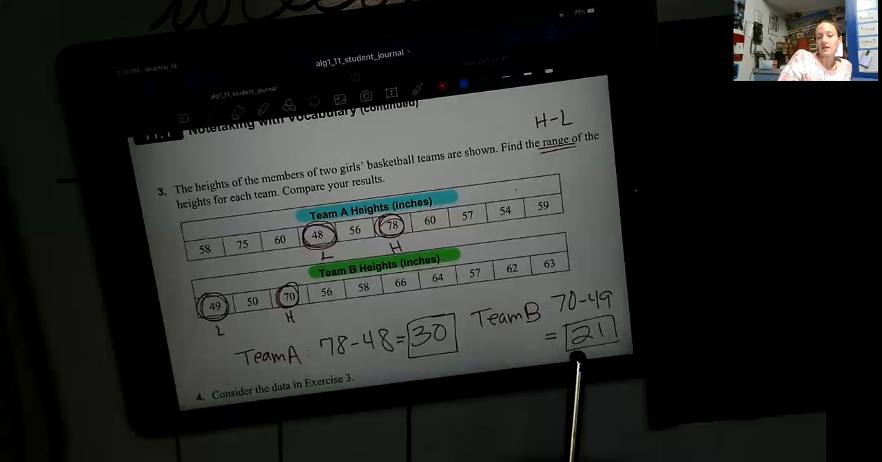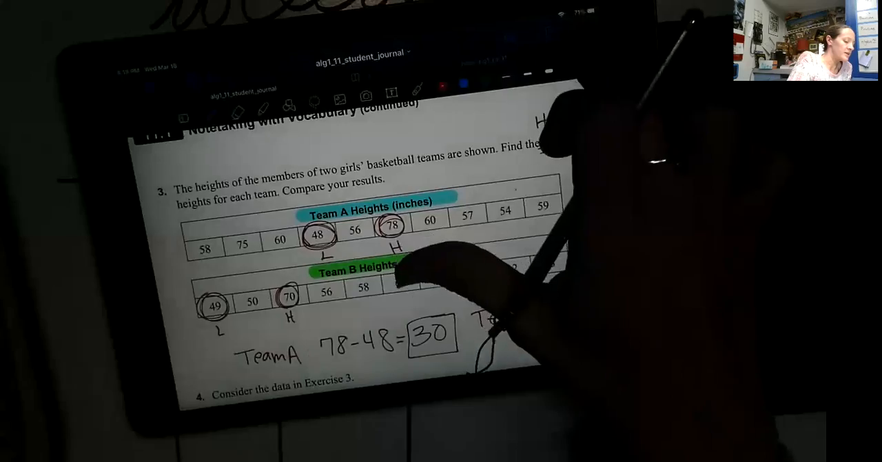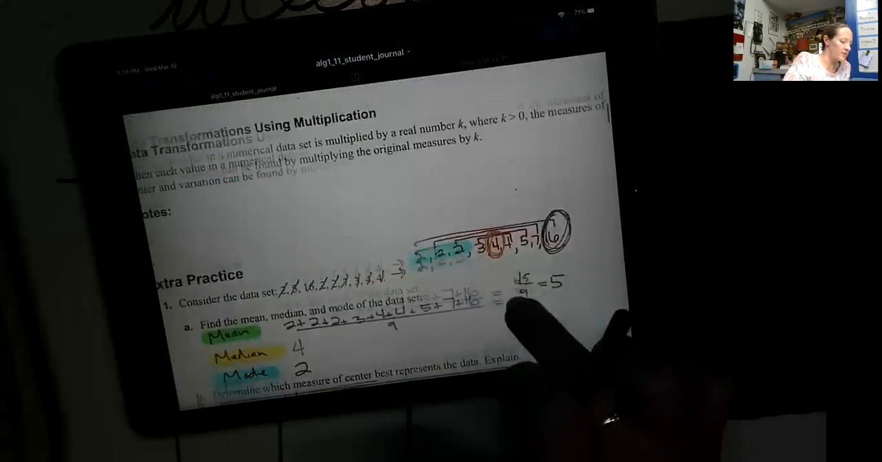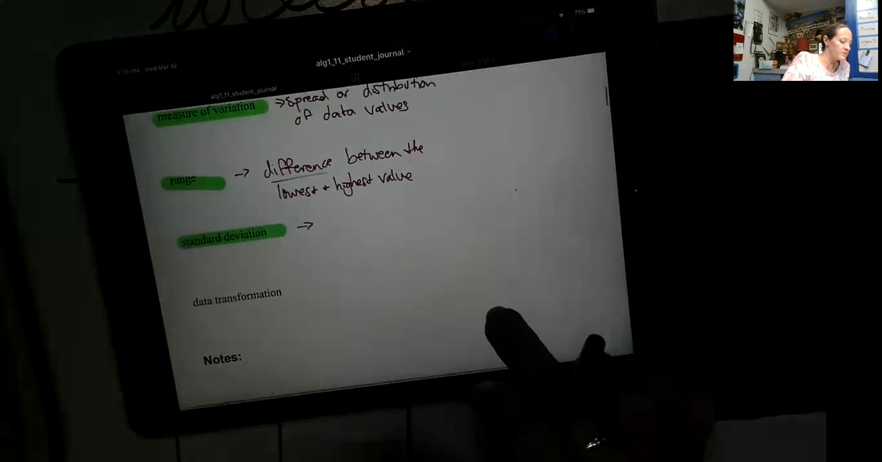For team B, they're definitely closer to the same heights, whereas team A, they're more spread out. We can kind of see that. And that's one way of saying the spread, the distribution, the measure of variation, how varied they are. But that's not the only thing that we're going to talk about today. There is one other, more complicated but also, to be honest, more helpful term: standard deviation.